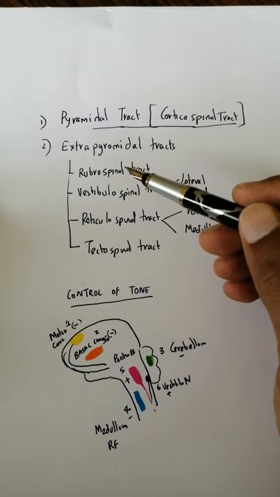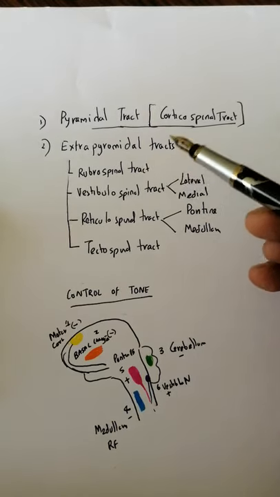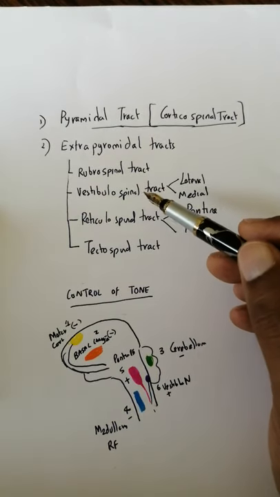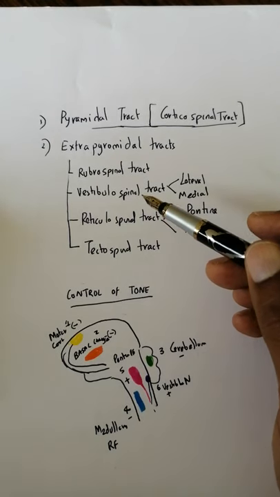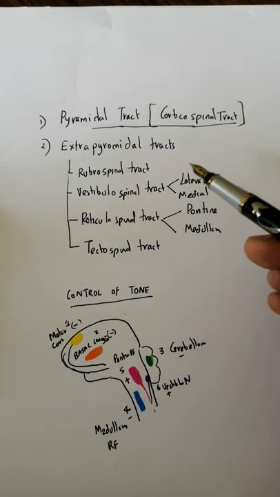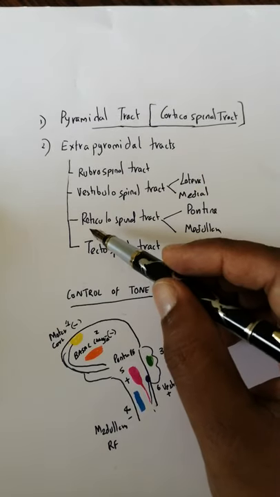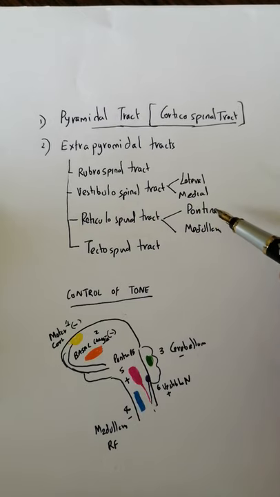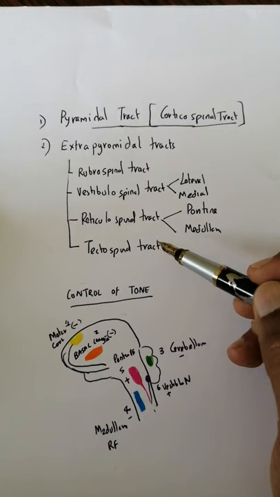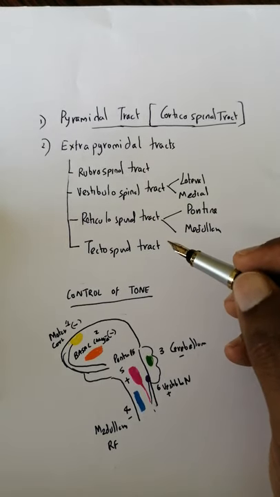So extrapyramidal tracts are the rubrospinal tract, which arises from the red nucleus. And then you have the vestibulospinal tract, which arises from the vestibular nuclei, the four vestibular nuclei, and they are the lateral and medial vestibulospinal tract. And the reticulospinal tract, which arises from the pontine and medullary reticular formation. And then you have the tectospinal tract, which arises from the tectum or the superior colliculus.